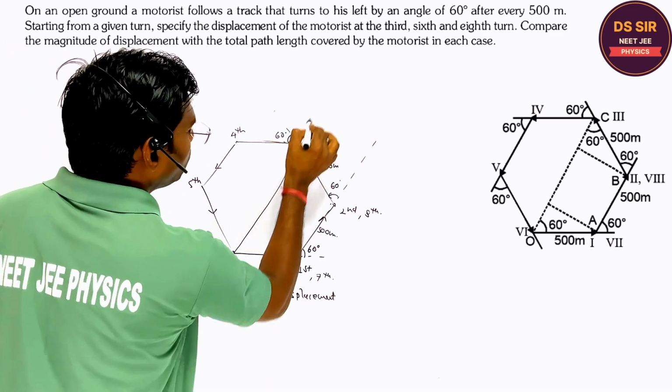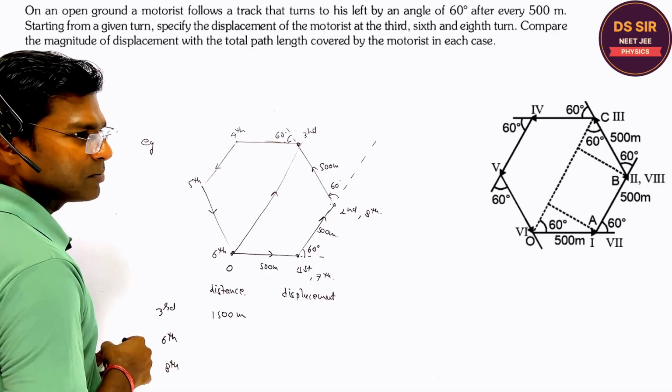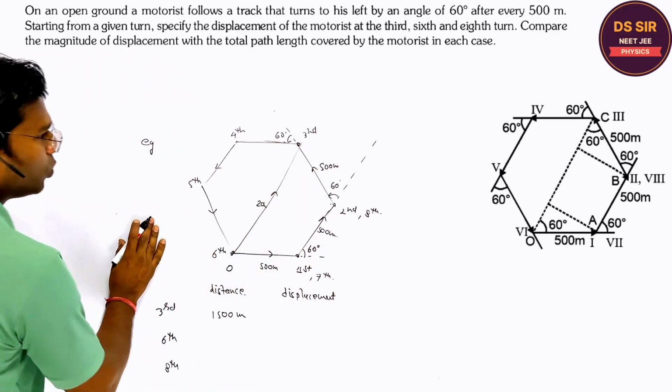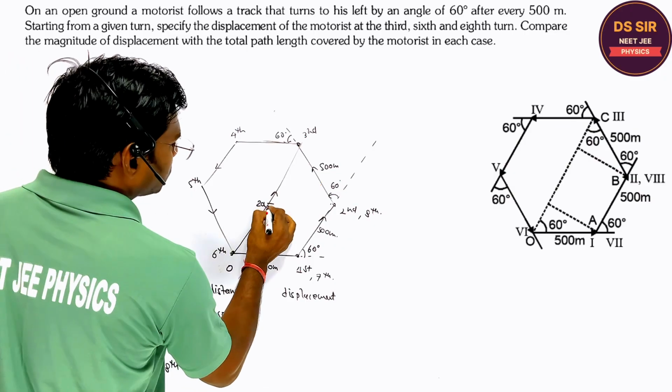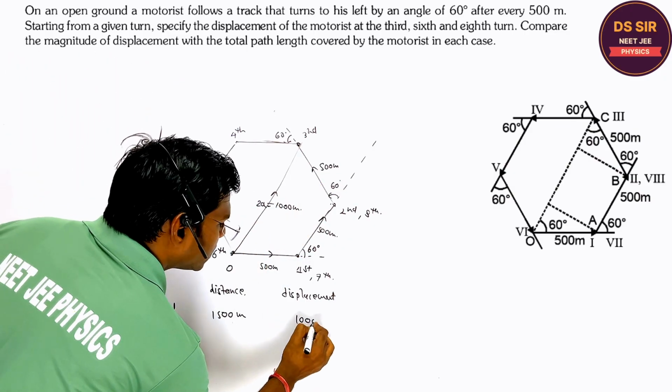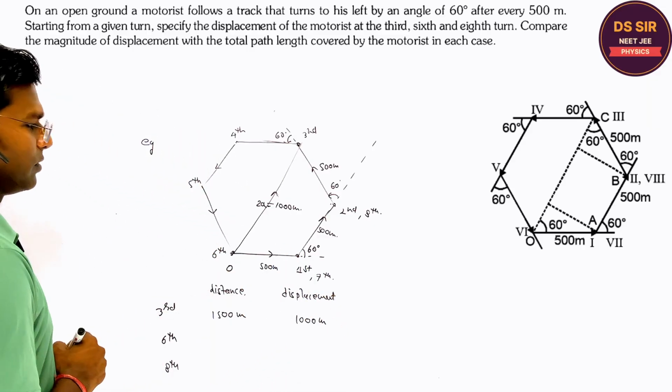The line joining the initial to the final position is the displacement. So if the side is A, what is it equal to? Say 2A. So this is 1000 meter. So displacement is 1000 meter. Are you getting it or not?